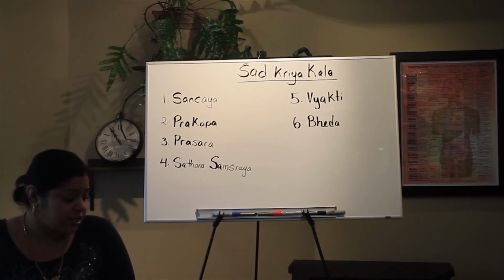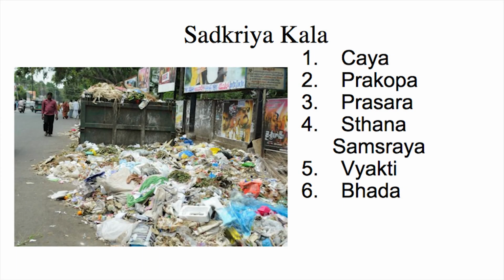Okay? So the 6 stages of increased doshas and pathology, as described by Sushruta Samhita, is first sanchaya, second is prakopa, next is prasara, fourth is sthanasamsraya, fifth is Vyakti, and the 6th is Veda.